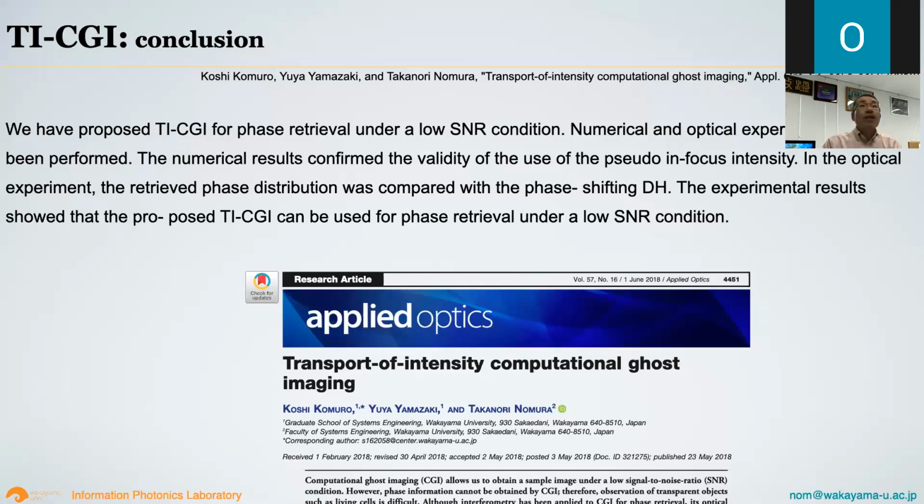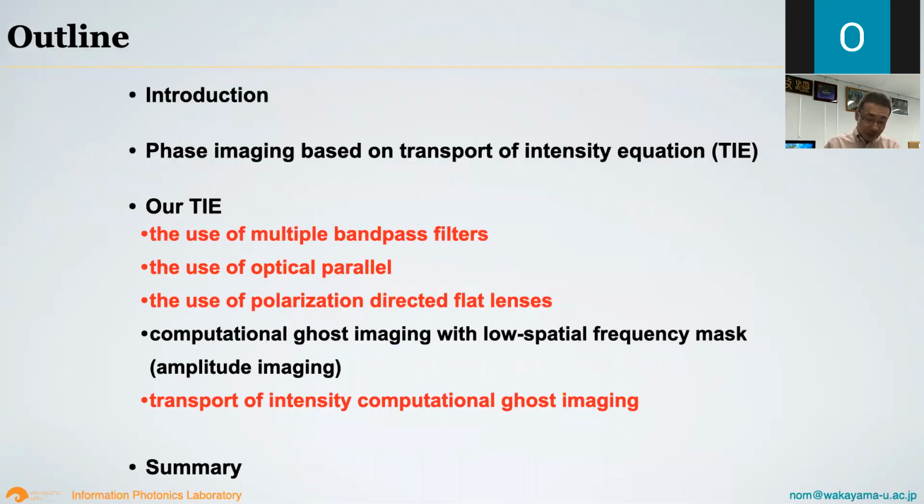In the optical experiment, the retrieved phase distribution was compared with phase shifting digital holography. The result shows the proposed TI-CGI can be used for retrieval under low resolution. All right, so I have talked about four kinds of TIE approaches.